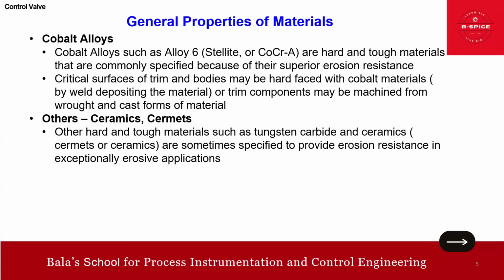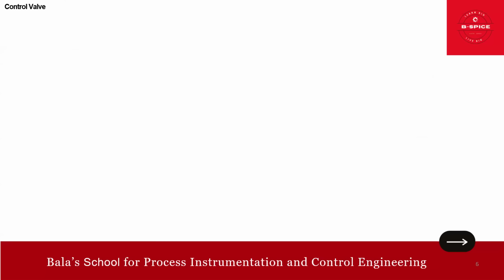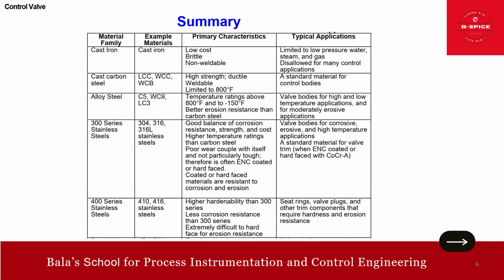So these are some of the general properties. Now I go to the climax. Climax in the sense that I summarized it. So this is what I have classified: material family, example material, then primary characteristics and application. This will give you a complete guide for selection.